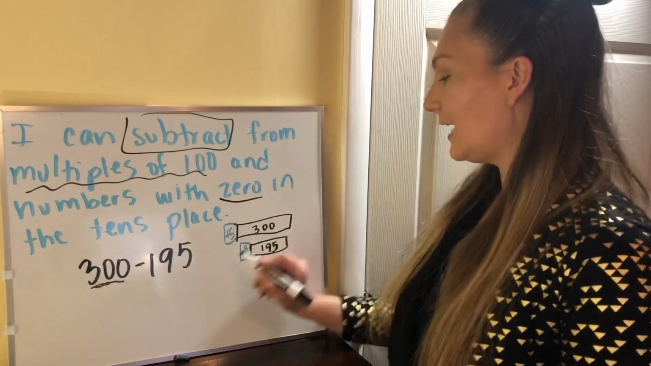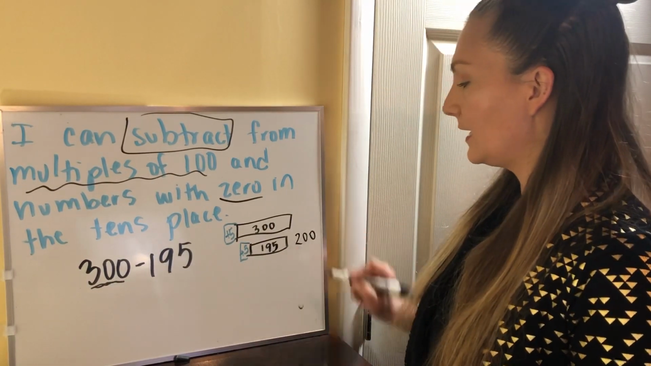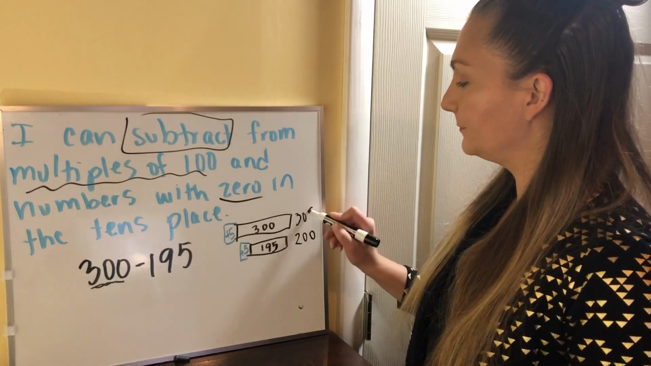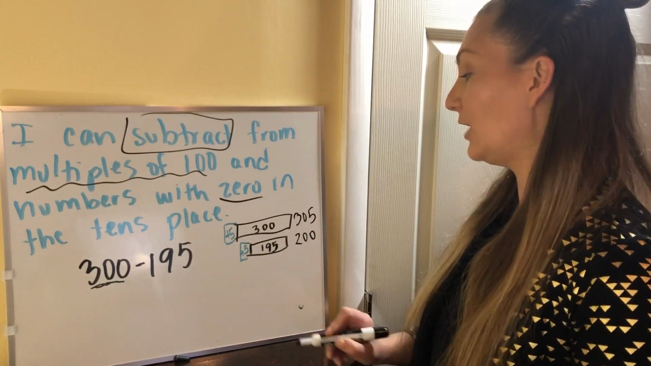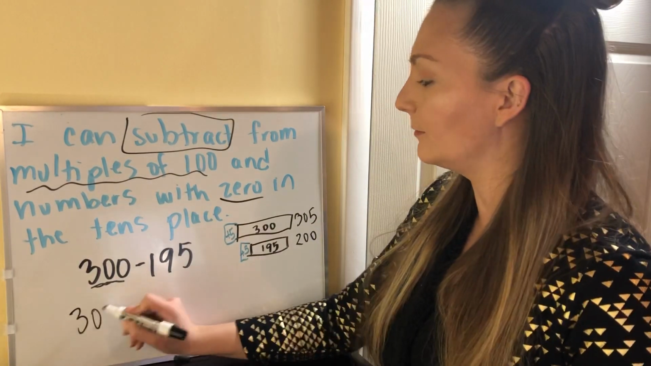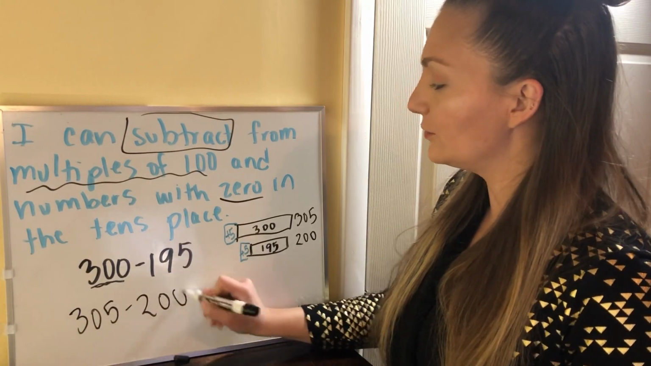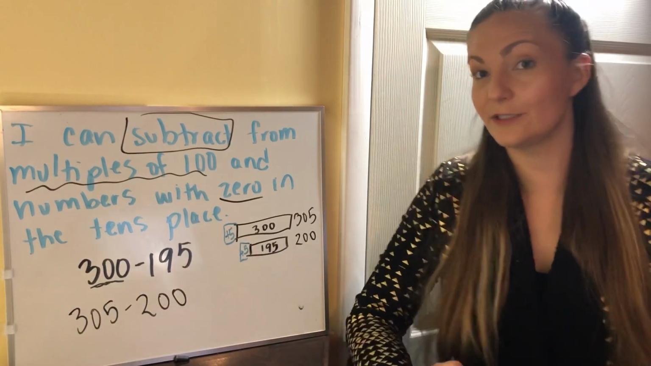If we give a 5 to this number, we have to give a 5 to the other number, right? But you gotta be fair. Okay, so now we get 200, and we get 305. And now we can subtract these a lot easier. This is our new problem. Minus 200. Can you do this in your head, mental math?